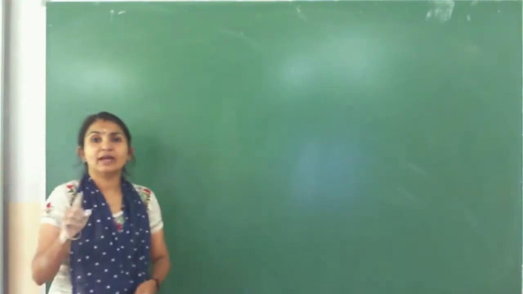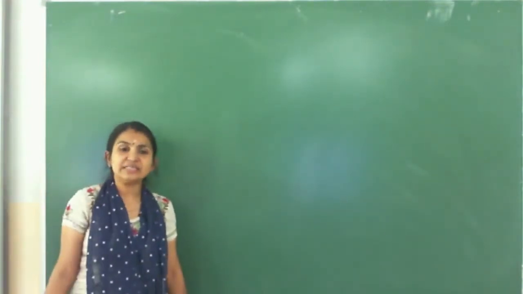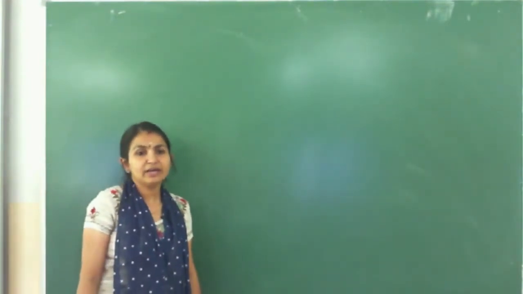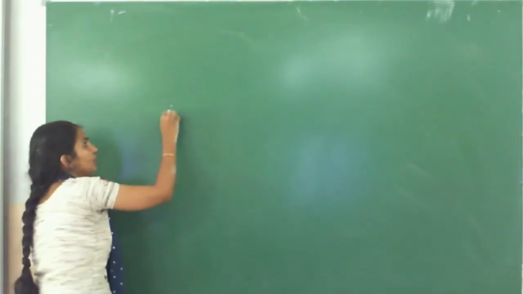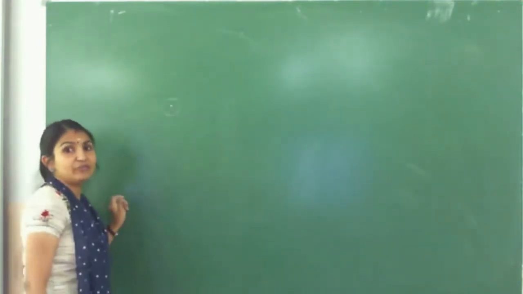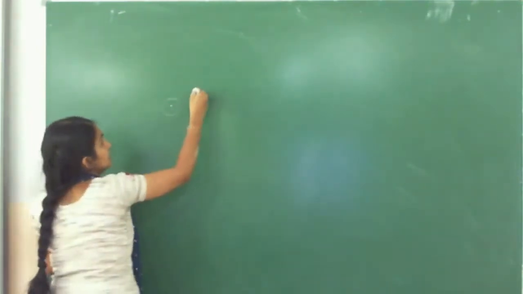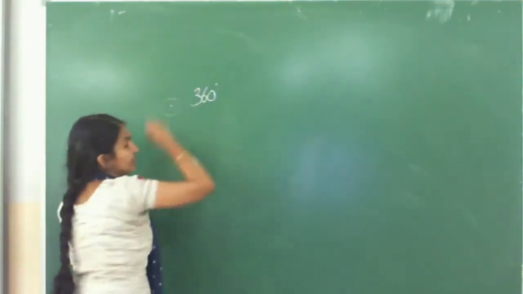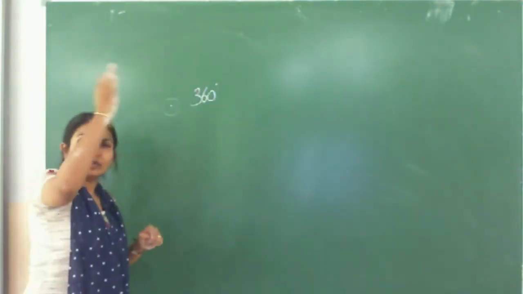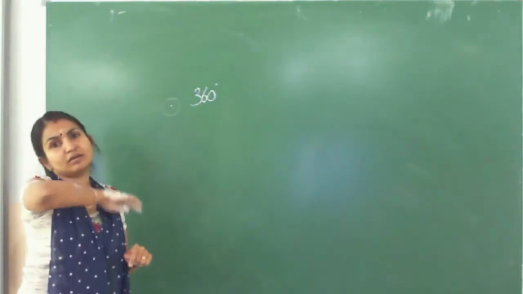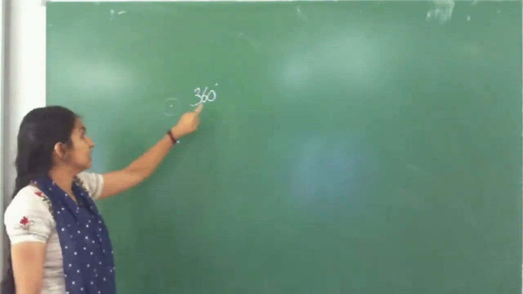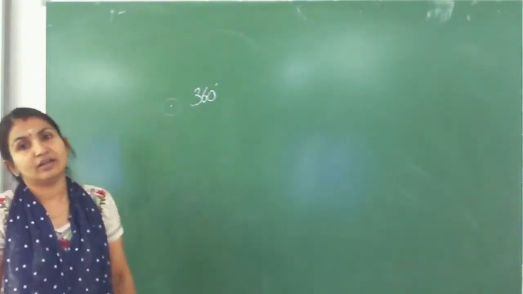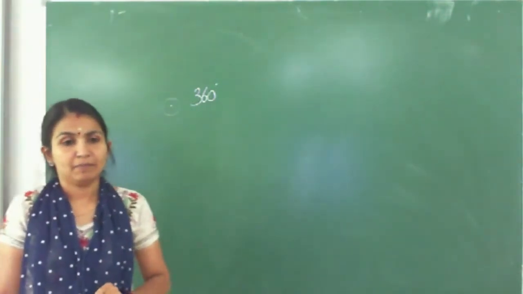We already told that the complete angle is 360 degrees, right? So we can say that the sum of the angles around a point is 360 degrees, then only it will come to a complete round. So the sum of the angles around a point is 360 degrees. That is one property.